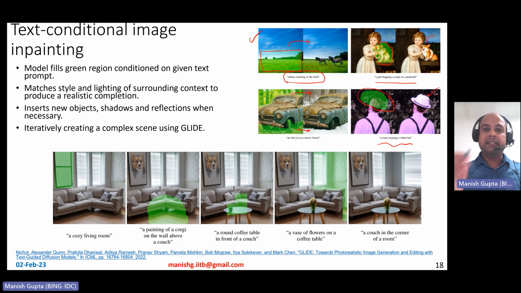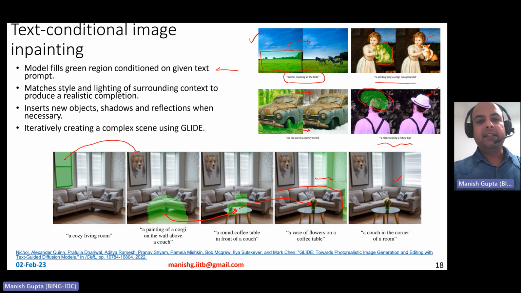In fact, this can be done in a sequential manner so as to create interesting designs. For example, I can add a painting, or I can add a table, or I can put a flower vase on the table. I can move this entire sofa set closer to the wall, as you see here. So this thing is called inpainting.